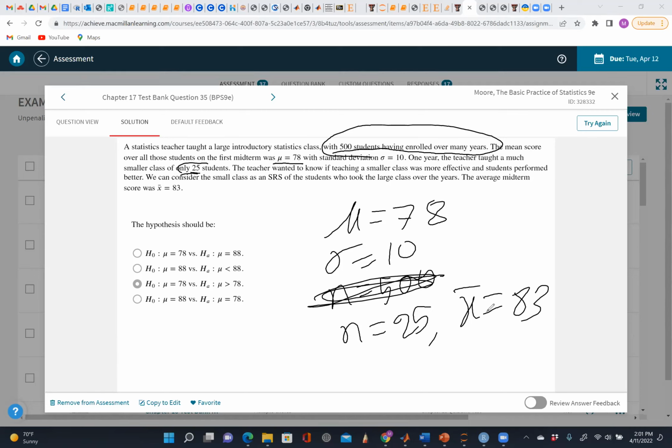So we have all the information, and first we need to write the hypothesis. We want to see whether the average midterm grade for the smaller class is better or not, right? So that means we want to see whether mu is greater than 78 or not. So this is our alternative, and the null will be mu equal to 78. So that means the correct answer is this one.